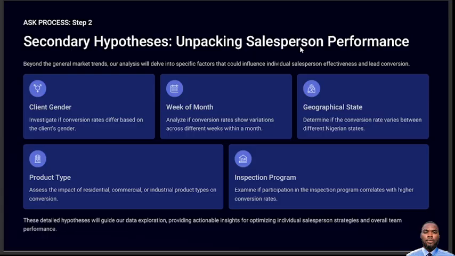Number three, we can use the location, not the geographical state, to see if it's the location of the property that is why the salesperson is not doing well. Number four, we can use the product type. If the salesperson is selling more industrial property or more commercial or more residential, that is why that person is not doing well. And the last one is the inspection. If most of the salesperson's clients are not going for inspection, or they are going for inspection, is that the reason that person is not doing well? So these are some of the things that we will look at, right? And try to answer with the data, okay?